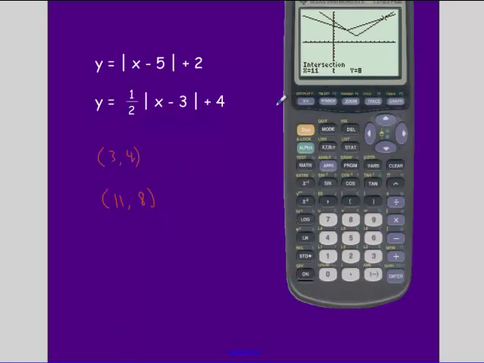So you just got to be aware that sometimes if you're dealing with systems and they're not linear equations, then you could have multiple answers. So if you have multiple intersections, you need to list both or all as answers.